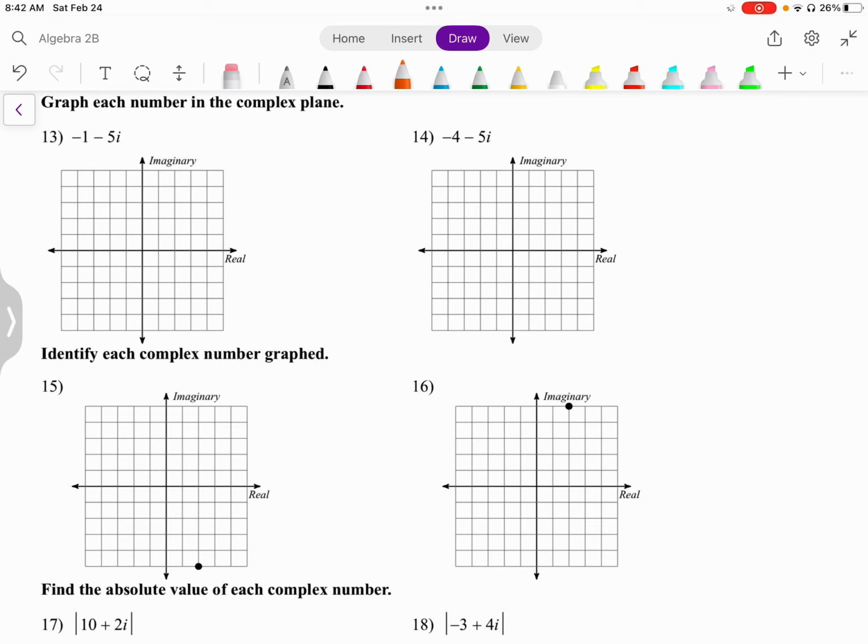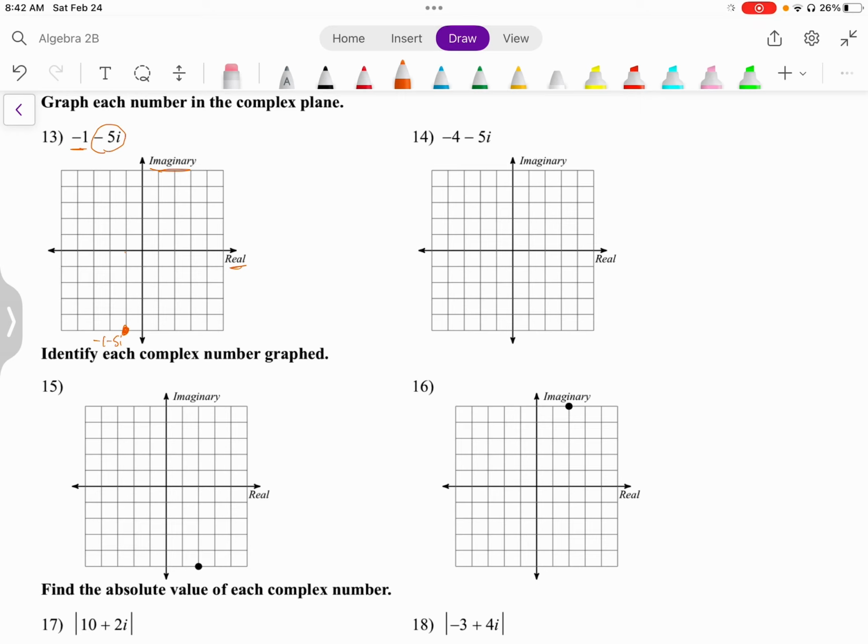So remember, the -1 tells us where we go on the real number line, which is the horizontal one, actually even labeled here. So we go left 1, and then the second number tells us where we go on the imaginary, so that's -5, so we go down 5. So -1, and then down 5. There's our point down there, so this is -1 minus 5i.